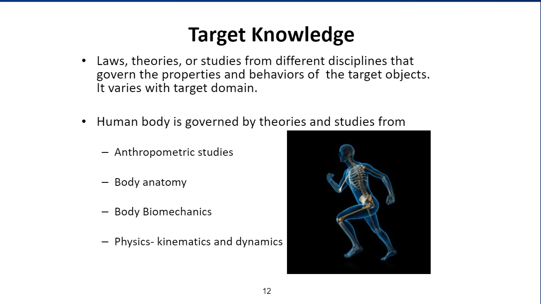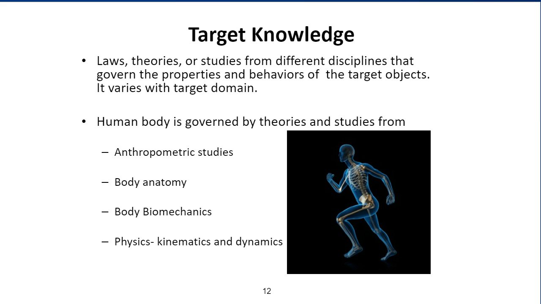And then we want to identify any prior body knowledge from different sources that govern the body behavior and the property of the body. Our studies show there are different sources from which we can extract body knowledge, including anthropometric studies, which study body parts and body proportions; body anatomy, which studies body structure; and biomechanics, which studies the body joint angles and their relationships. And then we have physics, including kinematics and dynamics.